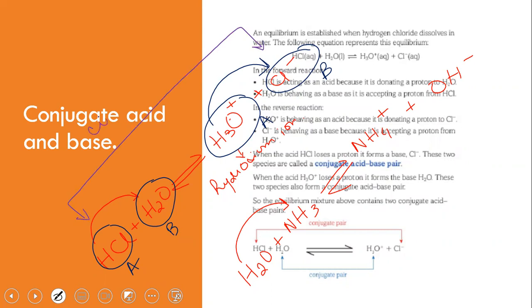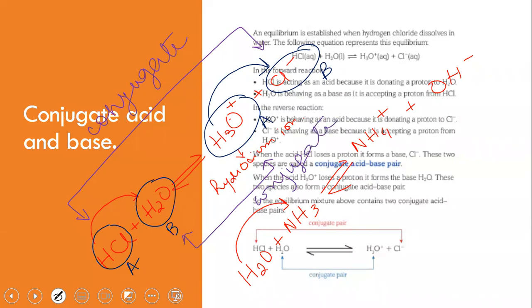So this is going to be considered one conjugate pair. With one conjugate pair, on the forward reaction it is acting as an acid, on the backward reaction it is acting as a base. So your hydrochloric acid and the chlorine ion are going to be considered one conjugate pair. And over here, water and hydroxyl ion. Water, on the forward reaction, is acting as a base, but on the backward reaction, hydroxyl ion is acting as the acid. So this is our second conjugate pair.